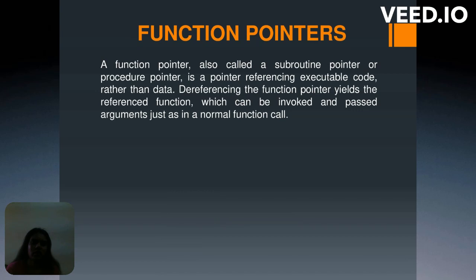The next pointer is the function pointer. It is also called a subroutine or procedure pointer. This type of pointer is used for referencing executable code rather than data. Dereferencing the function pointer yields the referenced function, which is invoked and passed arguments just as in a normal function call.